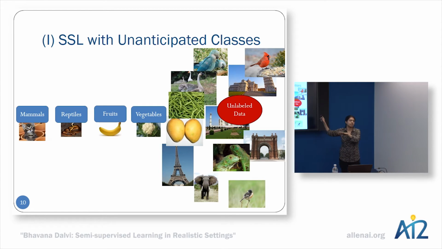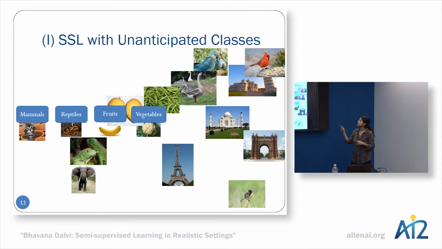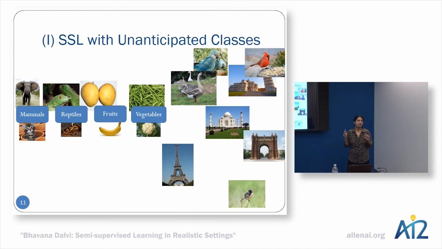So this was extracted from a large web scale corpus, and there are many interesting entities here. If you want to classify them into one of these four, some entities might get classified correctly, but you can see that there are many interesting birds and monuments here, but we don't know about these categories. And this is what I am referring to as unanticipated classes.